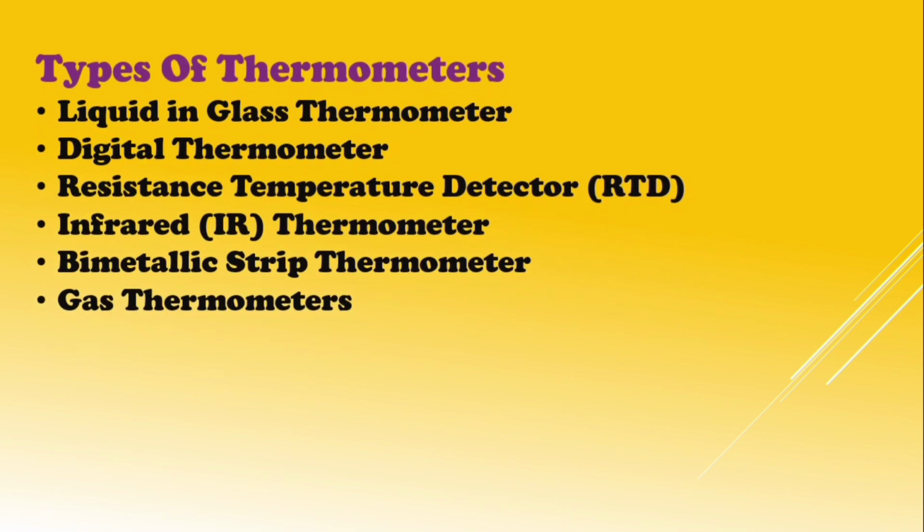Types of thermometers. There are different types of thermometers: liquid in glass thermometer, digital thermometer, resistance temperature detector (RTD), infrared (IR) thermometer, bimetallic strip thermometer, and gas thermometers.